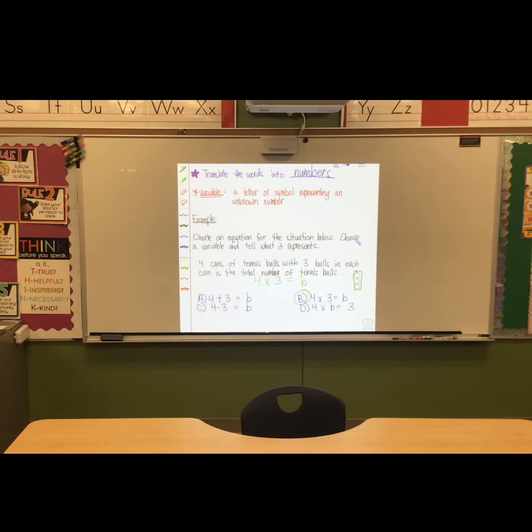So again, in this case, the variable was kind of chosen for us because we had to choose from one of these equations. But the variable we're given would be B, and it represents the total number of tennis balls altogether.